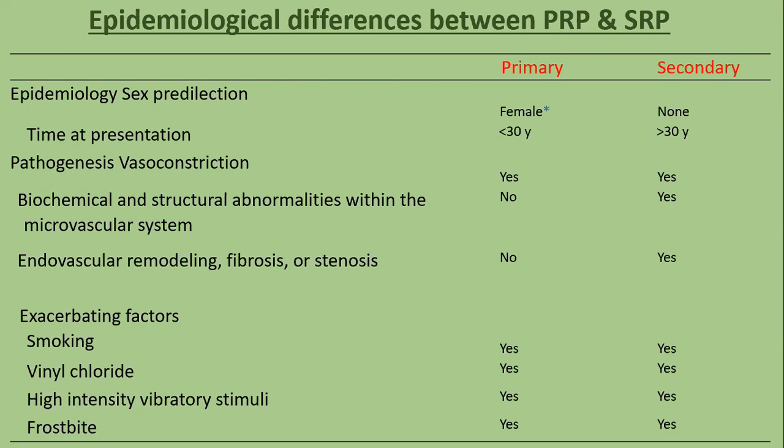There is vasoconstriction in both. Biochemical and structural abnormalities within the microvascular system are not seen in primary, but seen in secondary. Endovascular remodeling, fibrosis, and stenosis are not seen in primary, but seen in secondary. Exacerbating factors like smoking are positive in both conditions. Vinyl chloride is positive in both conditions. Use of high intensity vibratory tools is common in both conditions, and frostbite is common in both conditions.